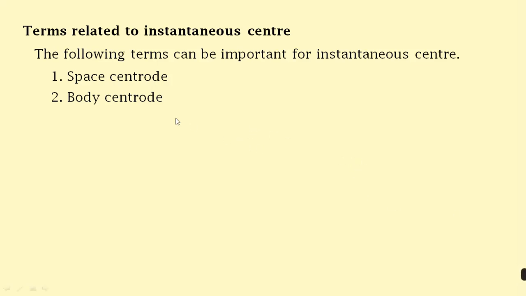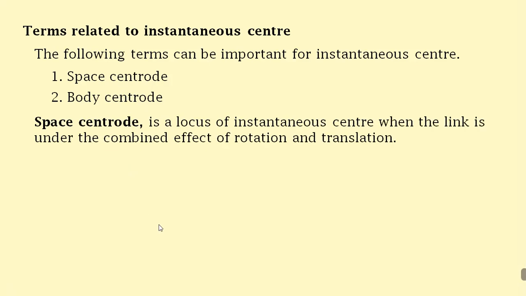First, we try to see what is space centroid. Here, centroid means the locus. So space centroid, exactly related to the instantaneous center, is the locus of the instantaneous center when the link is under the combined effect of rotation and translation. Whenever the link is under this combined effect, the center automatically changes its location. During that location change, if we trace the instantaneous center point movement, whatever curve we get is called the space centroid.